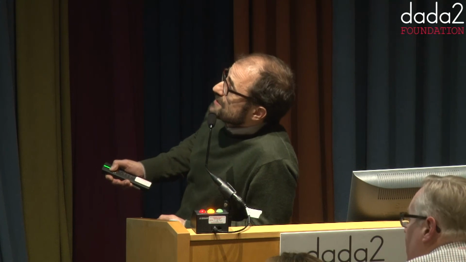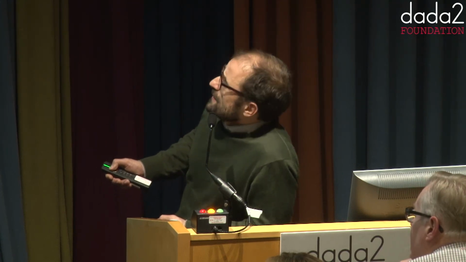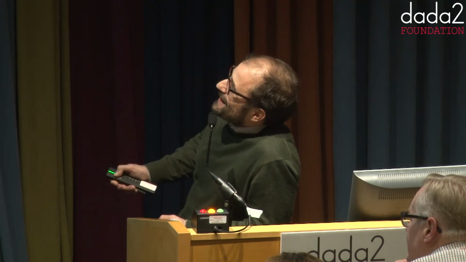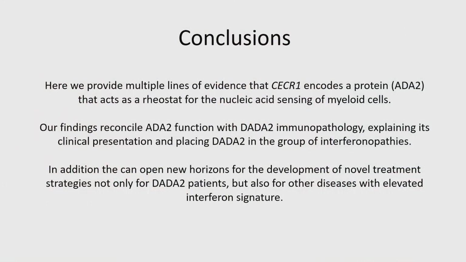And with this, I come to the conclusion that here we provide multiple lines of evidence that CECR1 encodes a protein, ADA2, that acts as a rheostat for nucleic acid sensing of myeloid cells, and that helps to reconcile ADA2 function with the ADA2 immunopathologies, in particular with the interferon signal. And with this, it's all. Thank you.